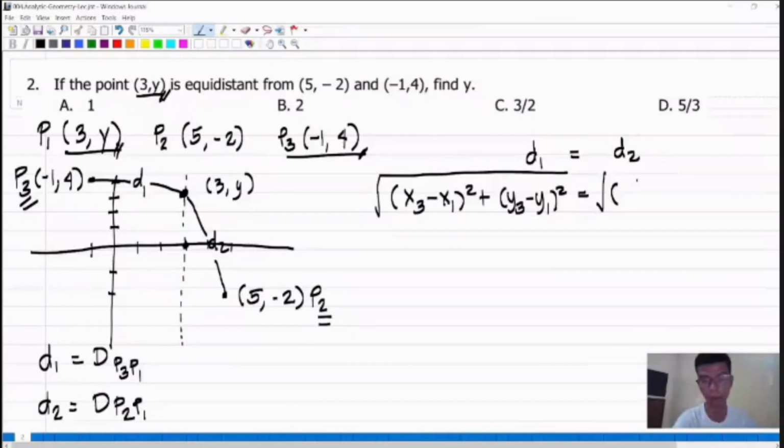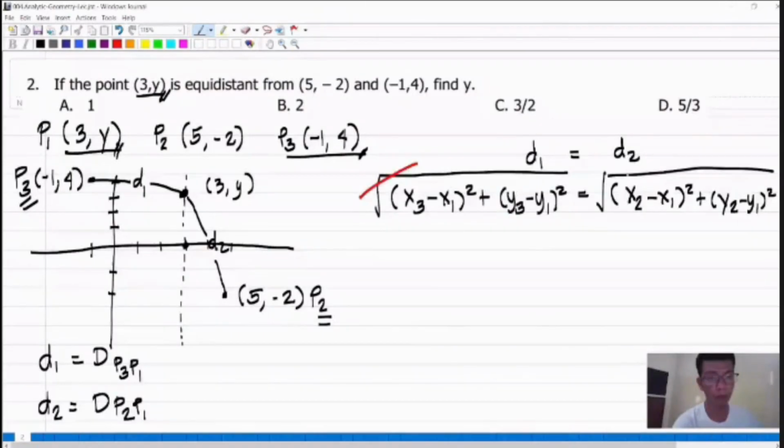So substitute na natin. So dito magka-cancel na yung square root because both of the quantities left and right of the equal sign ay parehas na nasa loob ng square root. So let us substitute the x sub 3, that is yung x ng ating point number 3, negative 1, minus x sub 1, which is 3. Ayan yung x na nasa point 1 natin, square. And then plus yung y sub 3, nasa point 3 natin, yung y na is 4, minus y sub 1, which is the unknown y square.